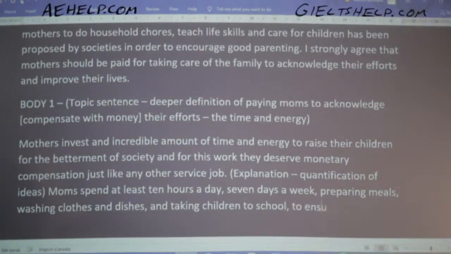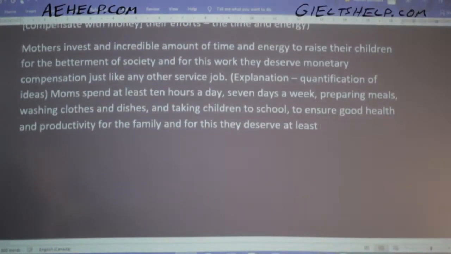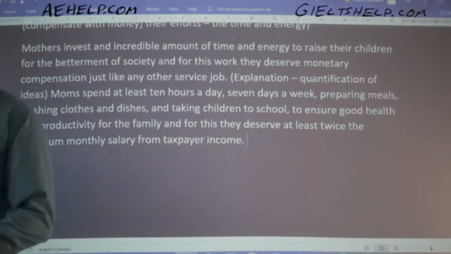To ensure good health and productivity for the family, and for this they deserve at least twice the minimum monthly salary from taxpayer income. Okay, so that's how I would write it.